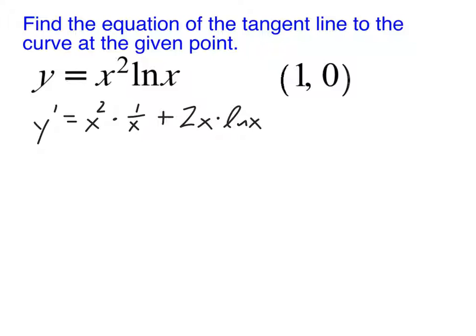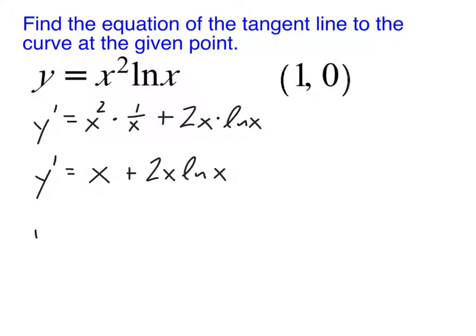Now, let's go ahead and clean it up a little bit before we go too much further, because you'll notice here the x squared times 1 over x would just be x. And then plus 2x natural log of x, well, that one doesn't really simplify at all. So that's just going to be 2x natural log of x. All right, now that we've gotten to this point, we've found our derivative. Now figure out what the slope of your tangent line is.